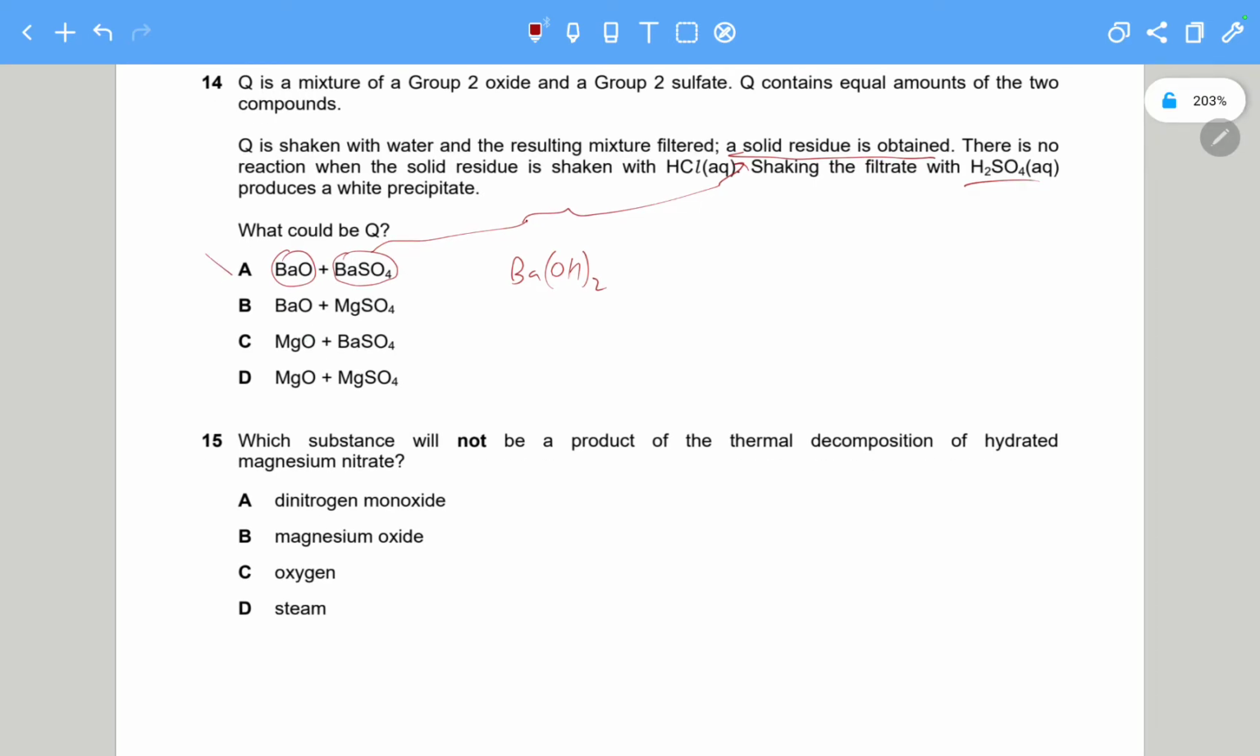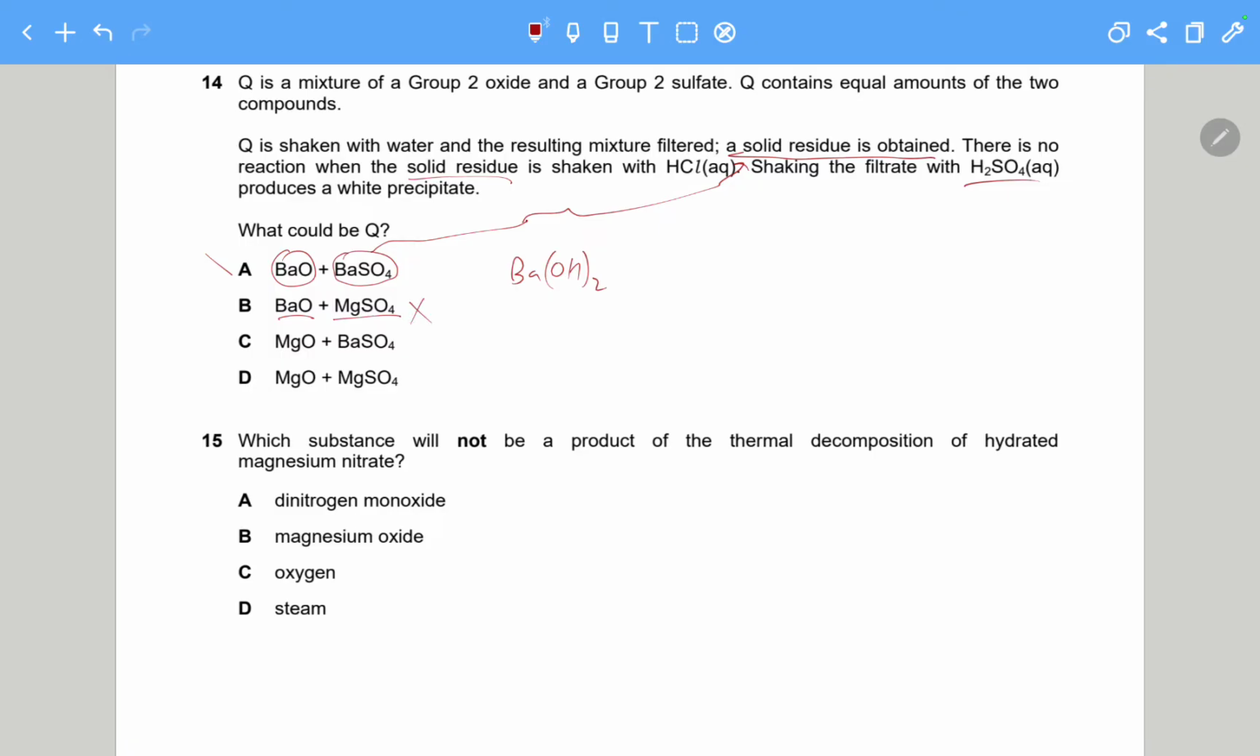Let's look at B. Now BaO, as we saw in A, will dissolve in water, but MgSO4 will also dissolve in water because MgSO4 is an earlier sulfate in group 2. It will be soluble in water, and therefore we will probably not get any solid residue. So B is not the correct answer.